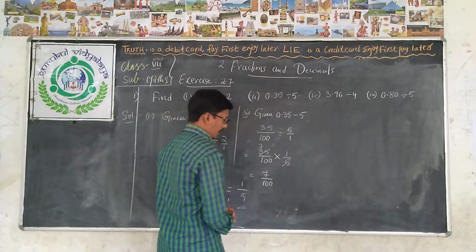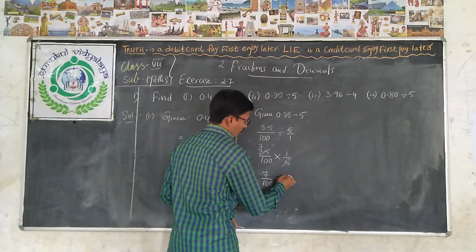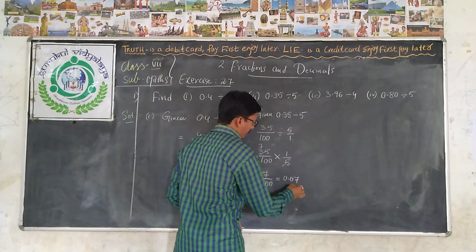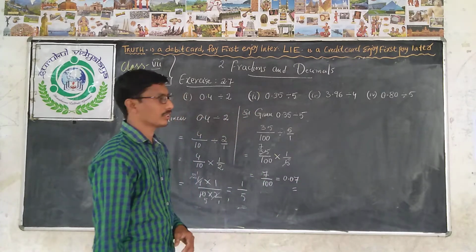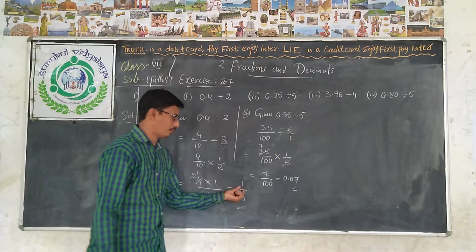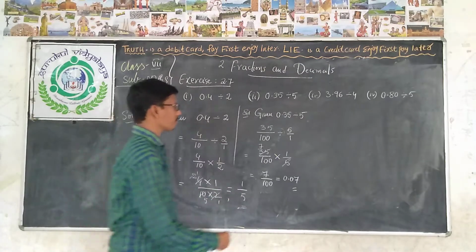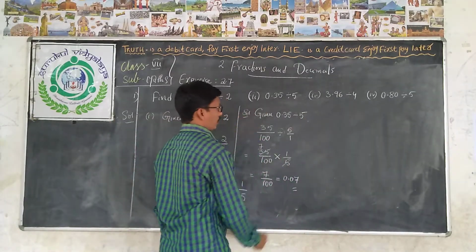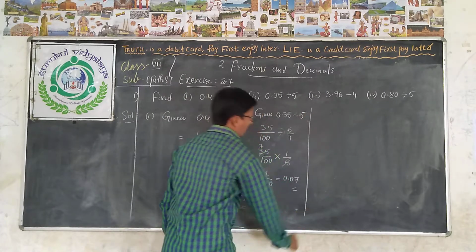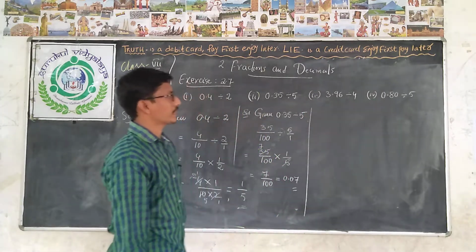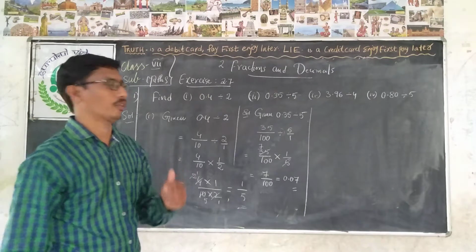7 by 100, what is the answer? You will get 0.07 as the answer. Okay. So directly 1 by 5 you got it. Right, this one in decimal we got 0.07. Now coming to the third problem. What is given? 3.96 divided by 4.